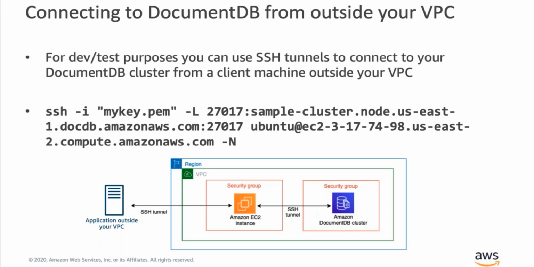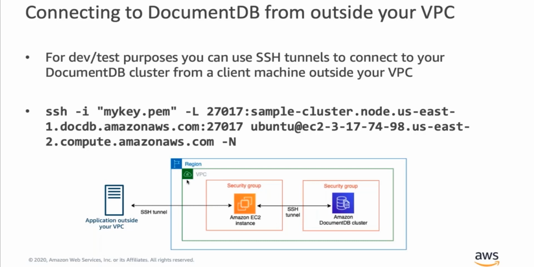So once you've created your EC2 instance, you can set up an SSH tunnel to your DocumentDB cluster from the instance. And your EC2 instance, if you configure it in a way that it's available to the public internet, you can connect to your EC2 instance from outside the VPC. So in this case, if you see you have an application outside your VPC which can talk to your EC2 instance, your EC2 instance in turn can talk to your DocumentDB cluster. Thus, by setting up an SSH tunnel end-to-end, you're able to connect your DocumentDB cluster from your client machine.